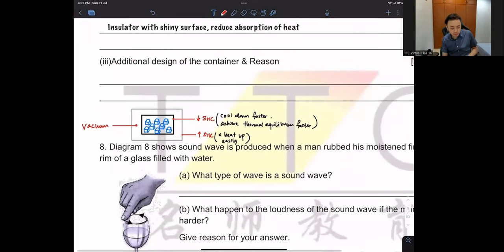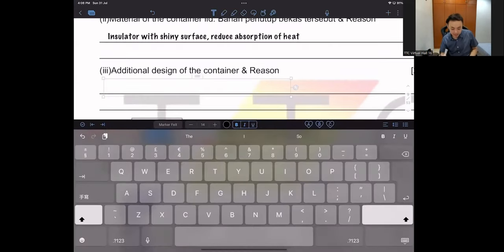But then, what else can we do? Additional design of the container. Double layer is not exactly an additional design. What do you add on? Have you seen those thermal flasks before? Got thermometer, not important. You basically just see it. Oh no, the temperature is rising. What can you do about it? Wrap the container. Yes, some thermal flasks will have a sponge-ish wrapper like that. Something for you to put inside, and then you keep it even better. There you go. Okay, so you could say have another layer.